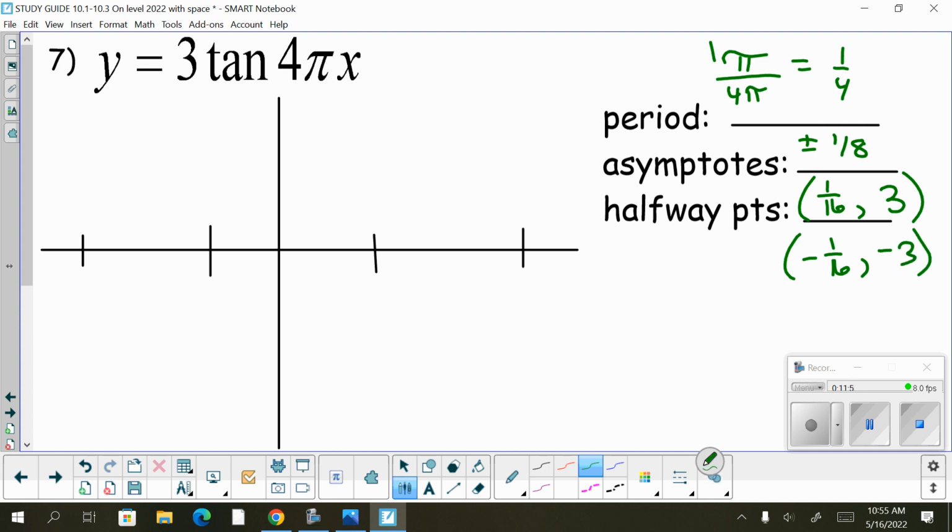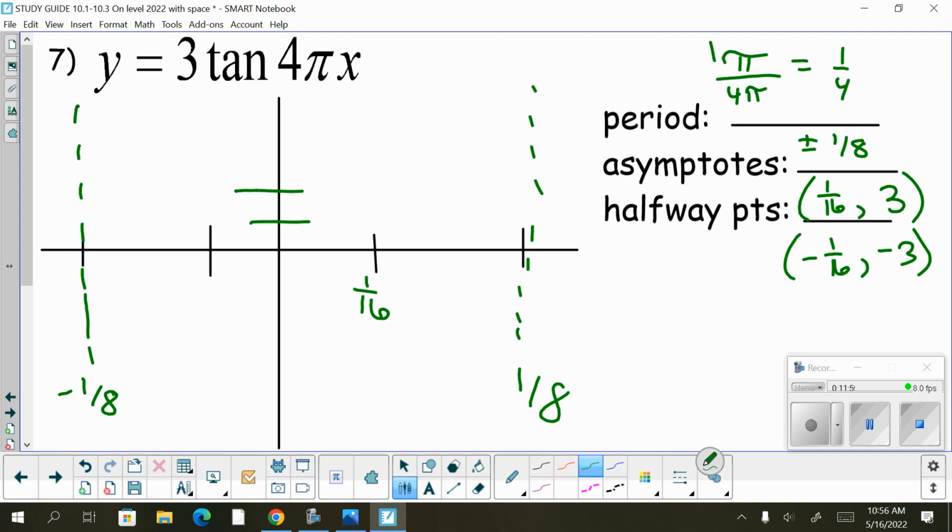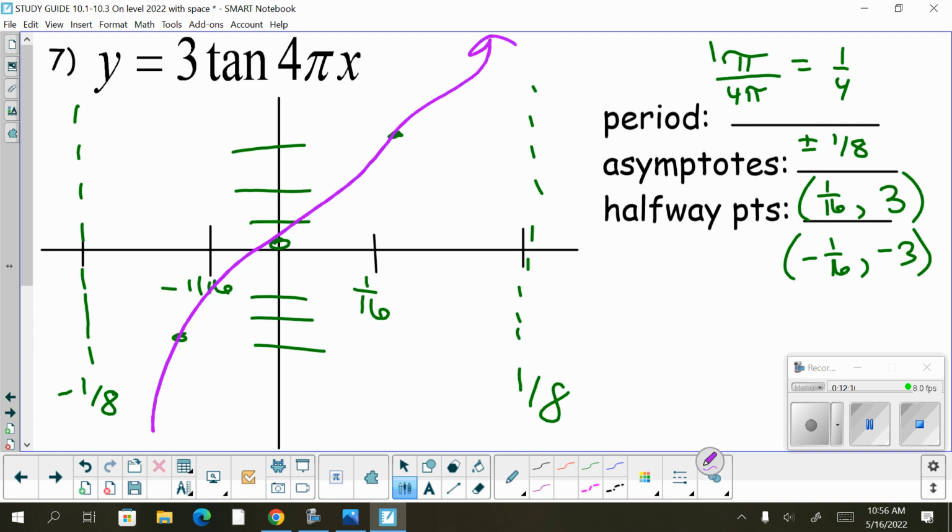Let me get everything labeled here. The dotted lines are your asymptotes, 1/8 and -1/8. Your halfway points are at 1/16, 3 and -1/16, -3. This was a very easy tangent. Of course, maybe your line can be a little nicer than mine.